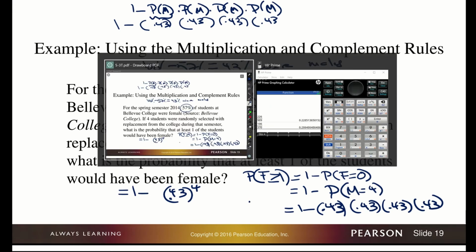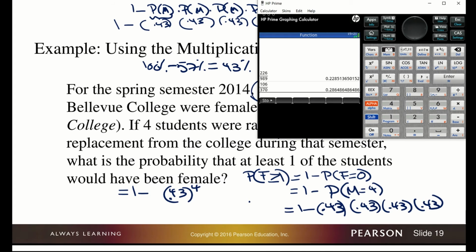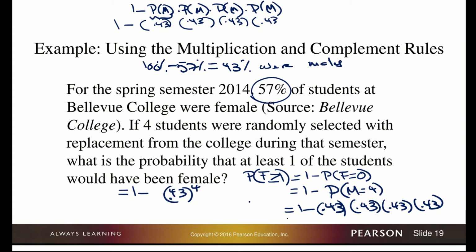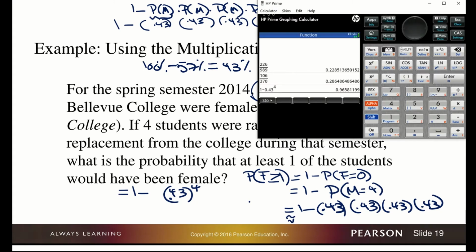So let's bring back our calculator. So we're doing 1 minus 0.43 to the power of 4. So 0.9, approximately 0.97, right?